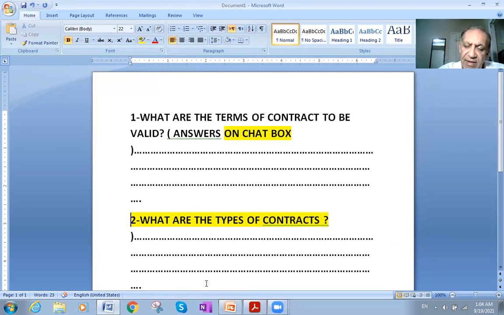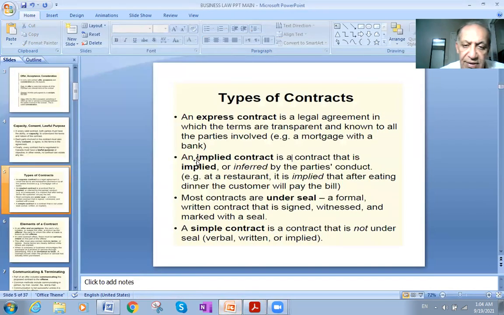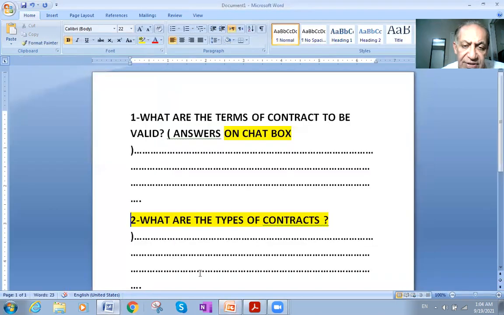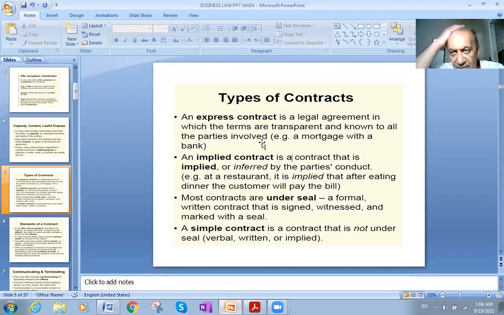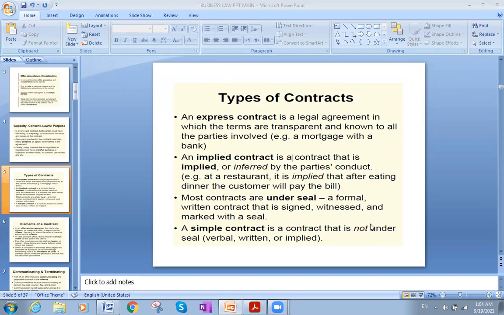And the answer is there: the implied contracts, which we saw here, implied contract, express contract, simple contract, and under seal or sealed contracts. I will leave this page open for you guys to get the answer to this question. What are the types of contracts? I will give 6 minutes in this part, then we'll move to a new idea. Thank you so much.